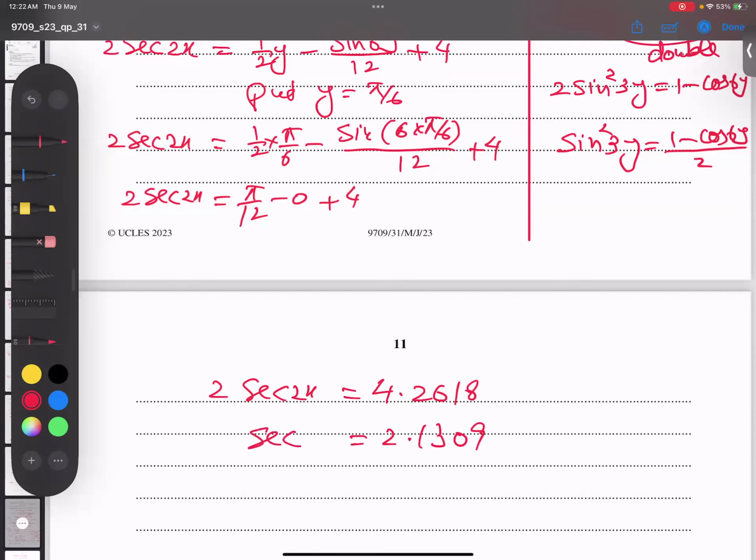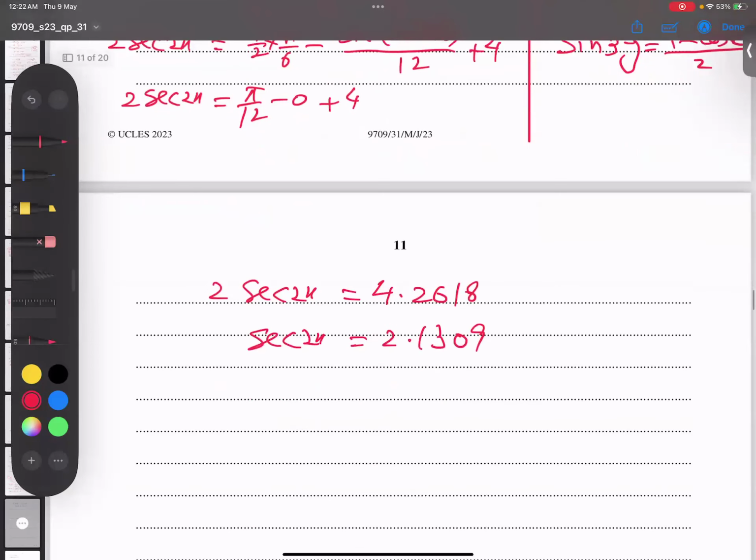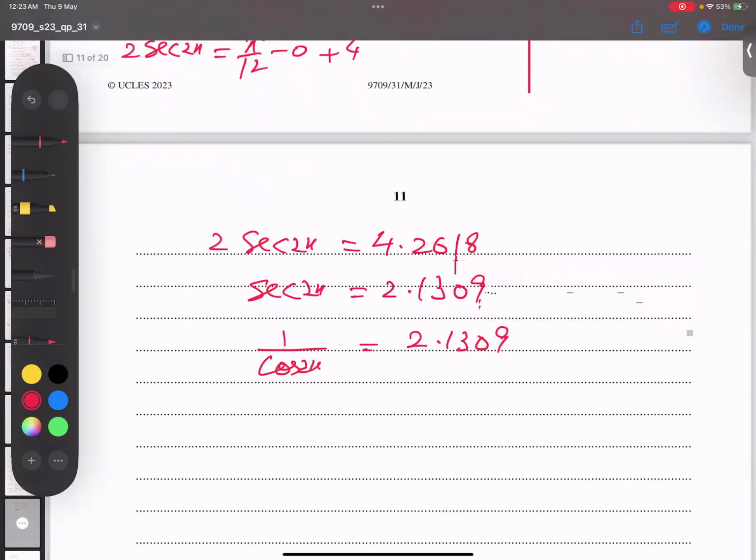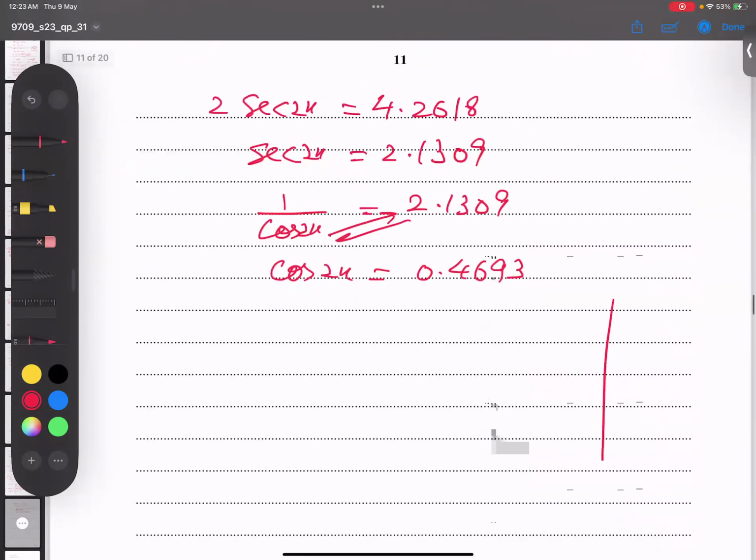2.1309 secant double x. What is secant? 1 by cos. If I write 1 by cos, students, so this 2.1309. If I flip it, if I reciprocal it, I get cos double x is equals to, it will multiply, it will come down. So it becomes, and after dividing 1, 0.4693.